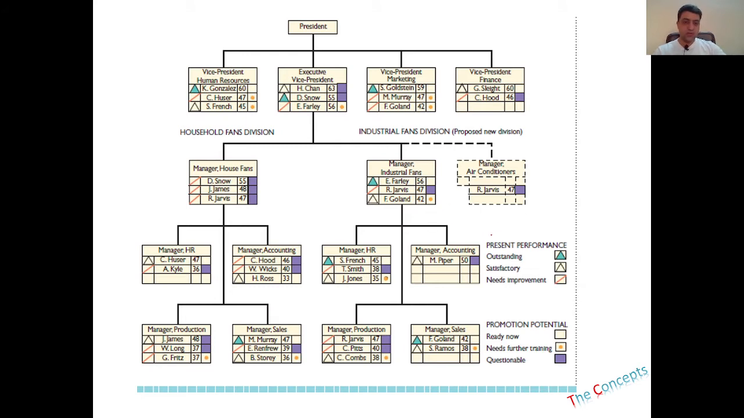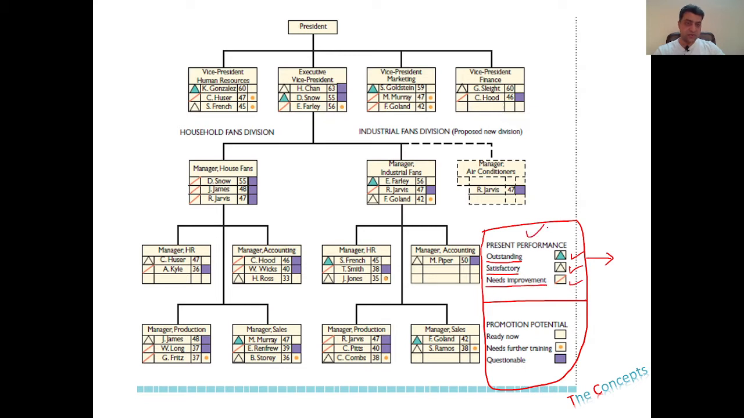First of all, you need to understand this key that we have already created so we can understand how to use this chart. So in this key, it is divided into two types of data. Now, what is this telling us? What is the present performance of an employee? If you get this kind of sign, the performance is outstanding. If there's this kind of sign, the performance is satisfactory. And if there is this kind of sign, the performance needs improvement.